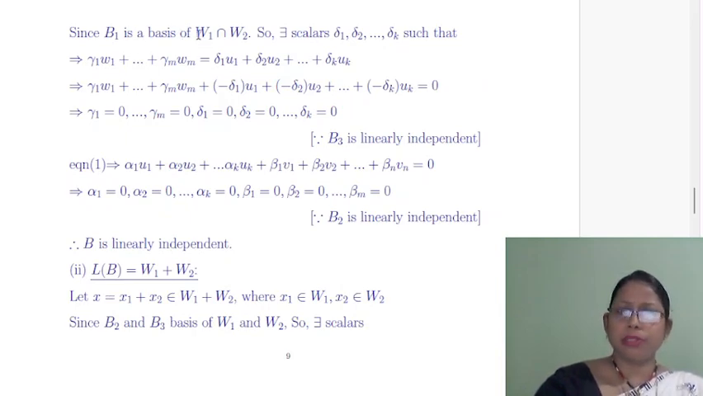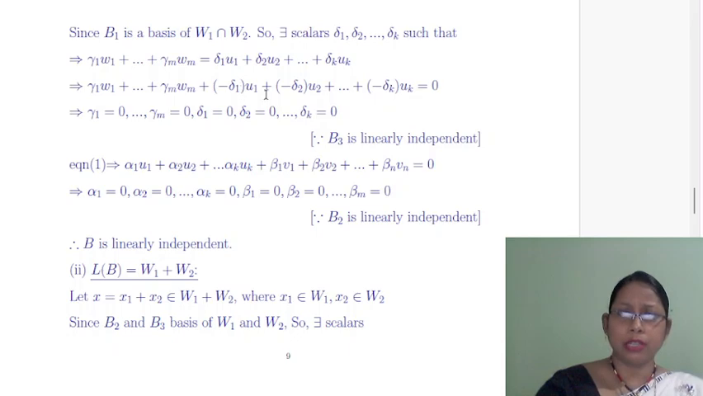Since B1 is the basis of W1 intersection W2, there exist scalars delta 1, delta 2 up to delta k such that gamma 1 w1 plus dot dot dot gamma m wm can be expressed as a linear combination of the elements of B1, that is delta 1 u1 plus delta 2 u2 plus dot dot dot delta k uk. In the next step, we bring this term to the left hand side and rearrange the terms. The right hand side will be 0.